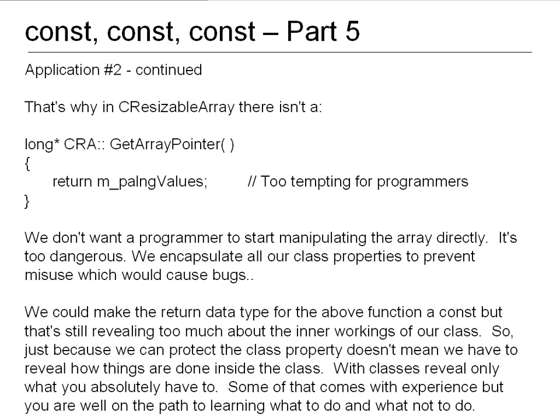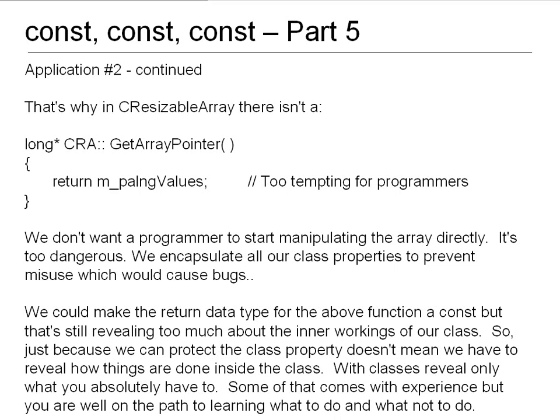Now, we could make the return data type for the above function a const, but that's still revealing too much about the inner workings of our class. There's no need to show the outside world that we're using a pointer to an array of longs to store the data. So just because we can protect the class property doesn't mean we have to publish or reveal how things are done inside. With classes, reveal only what you absolutely have to.